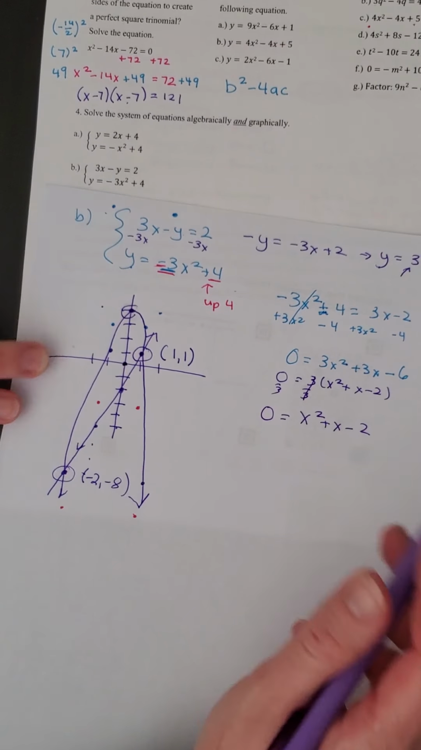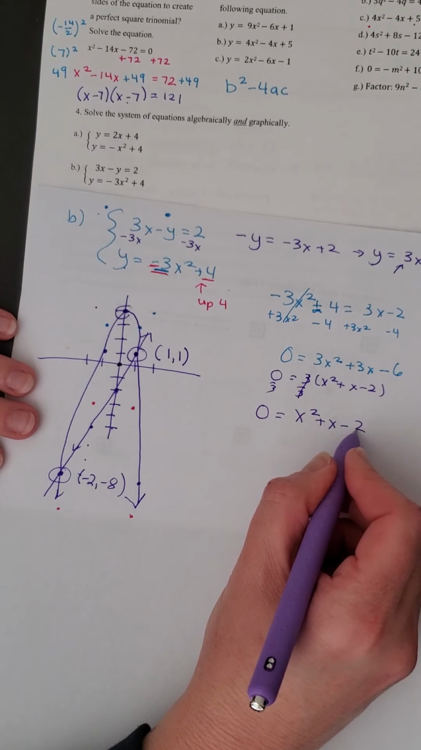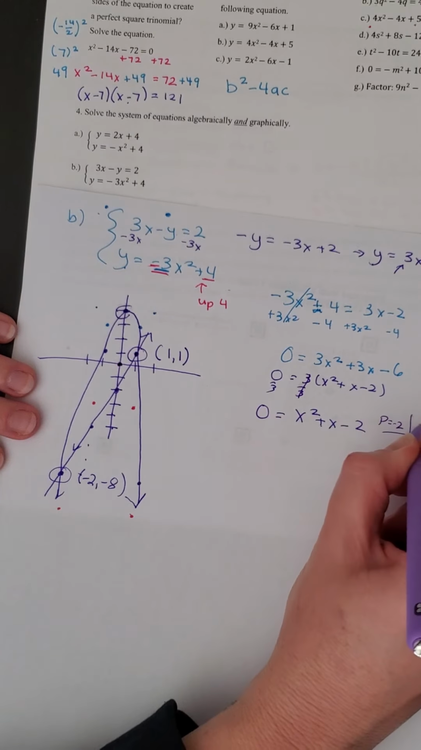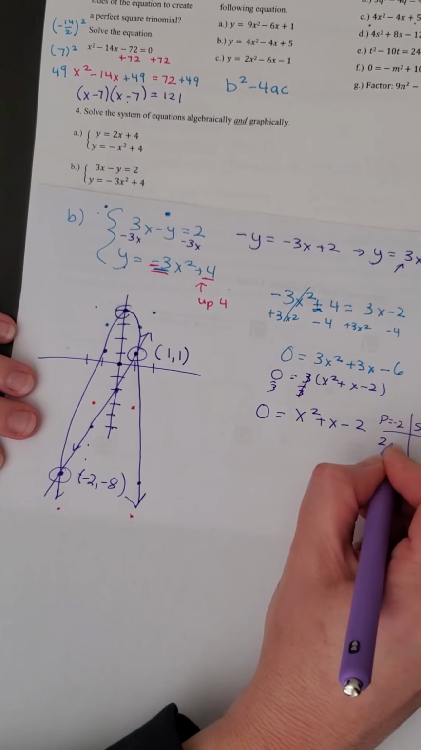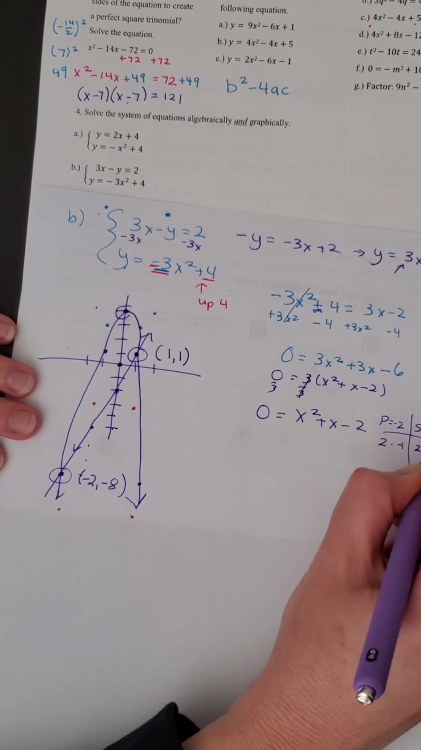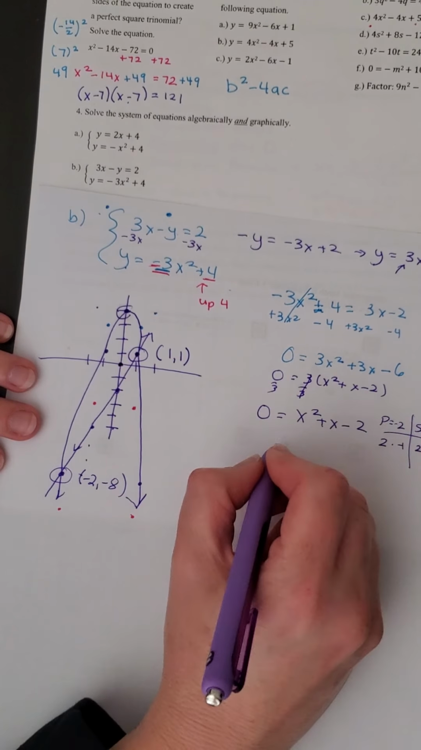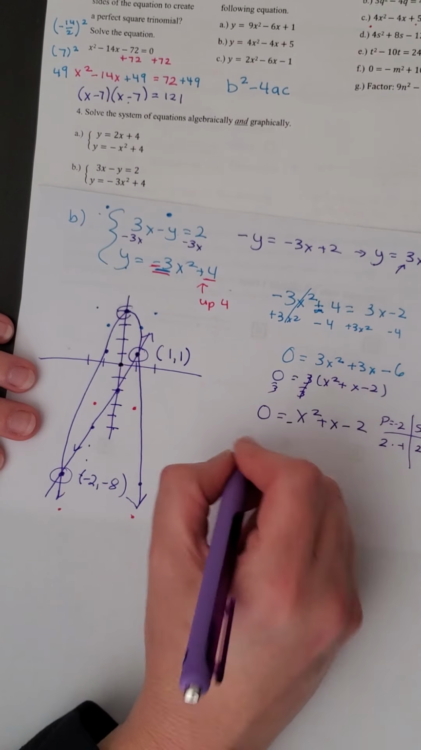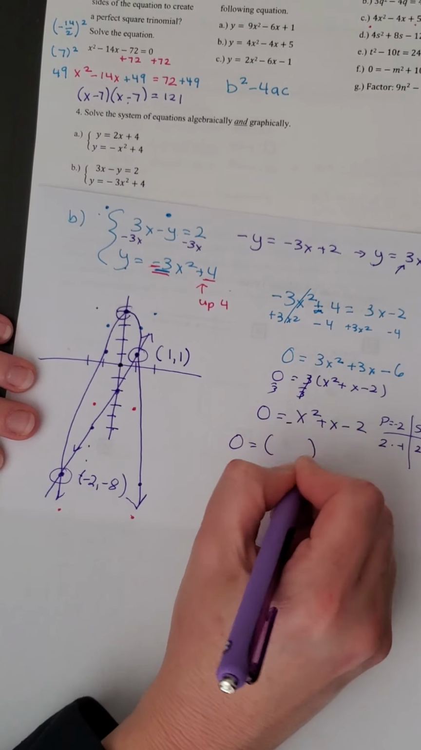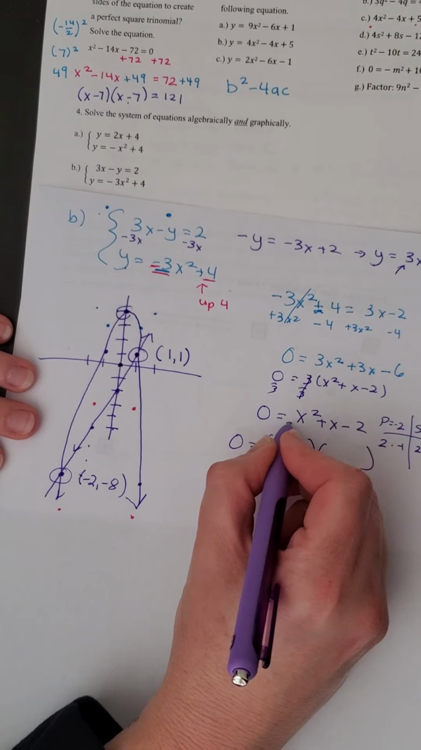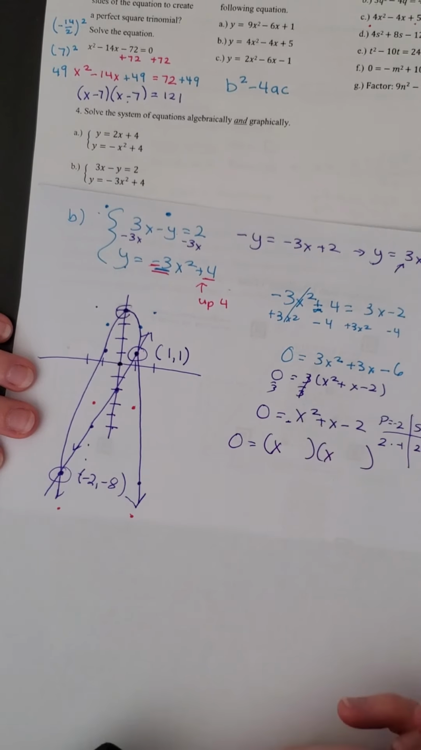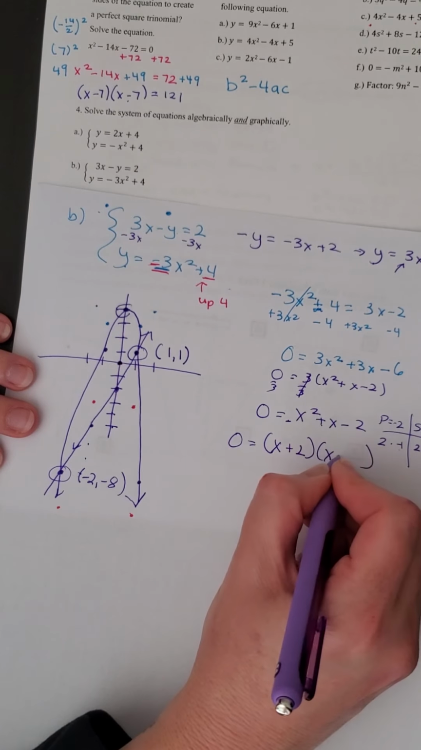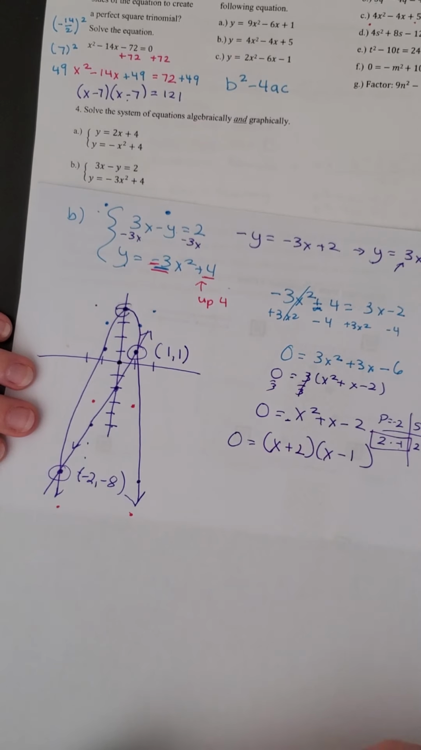Since I can see something that will multiply to 2 and add to 1, the product is negative 2 and the sum is positive 1. It's 2 times negative 1, 2 plus negative 1. There's no a, so I know this factors really easily. 0 equals, since a is 1, x times x, and then 2 and negative 1 are my two numbers right there.